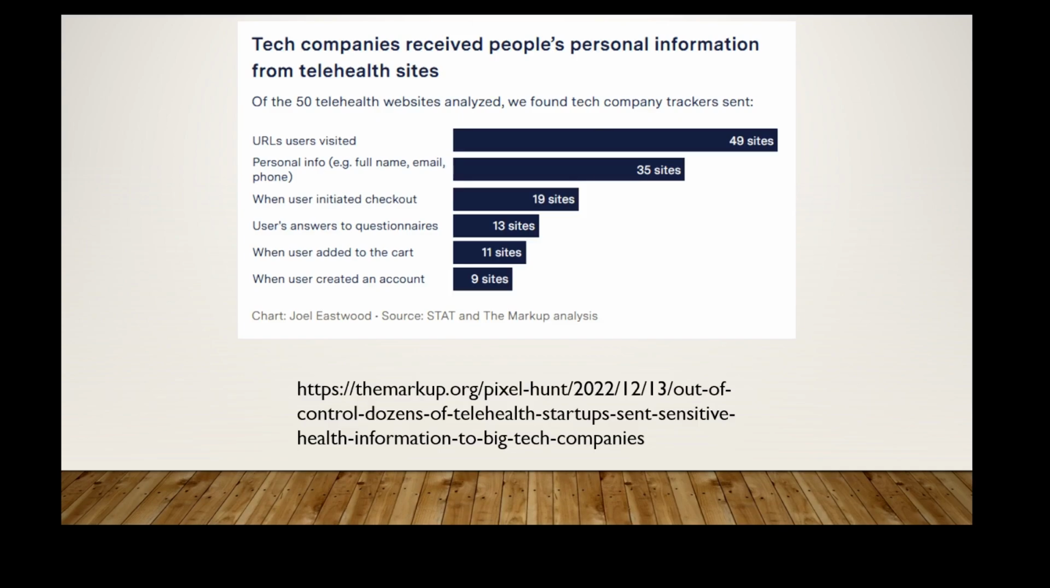Now, some of these were very sensitive topics. Somebody was feeling suicidal. They were feeling depression. Nobody wants to admit that. That's a hard thing to admit. So they were anonymously trying to get some help with this. Alcohol or drug addiction. Things like that were actually going to these tech companies for marketing purposes. And that's not cool.